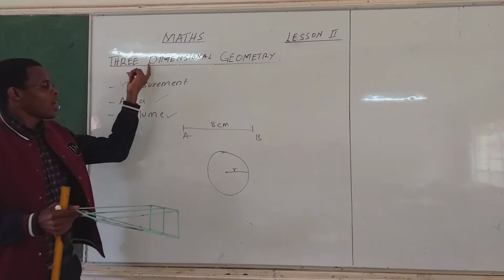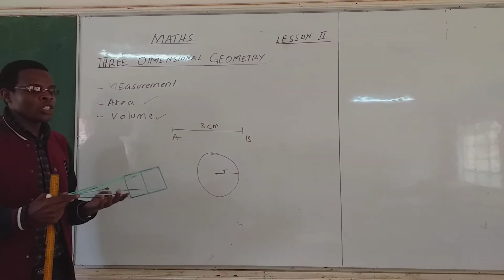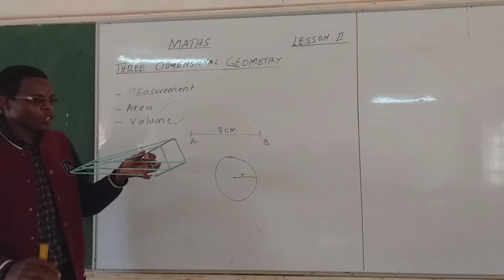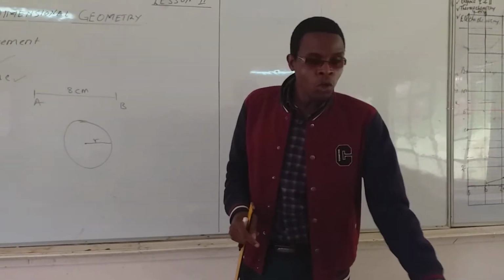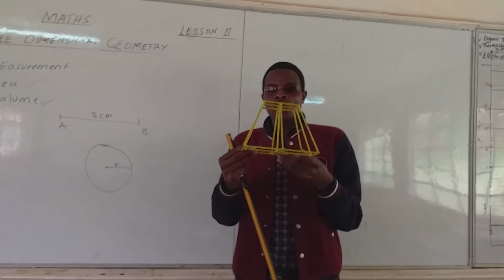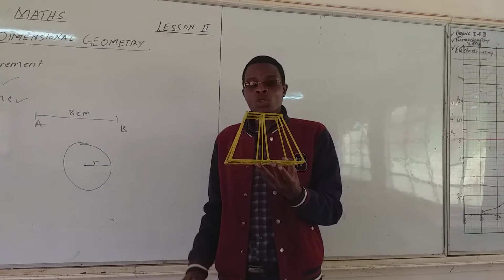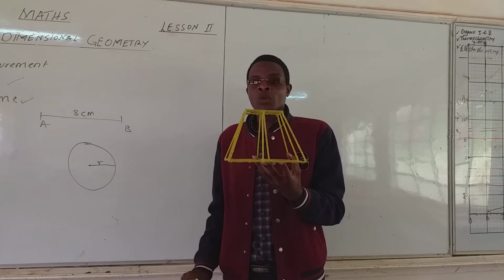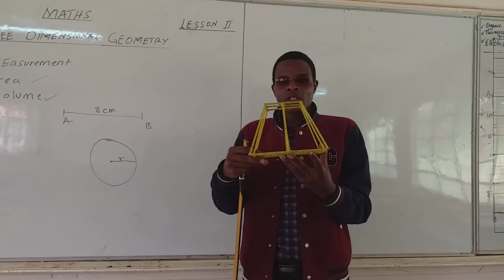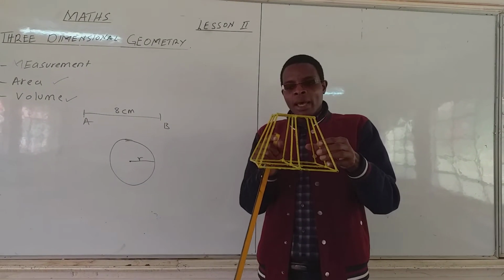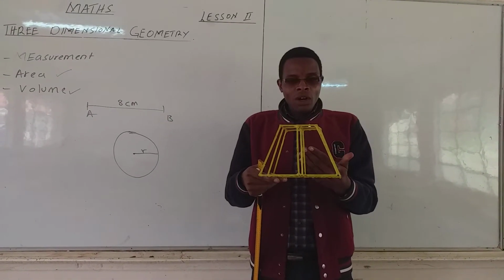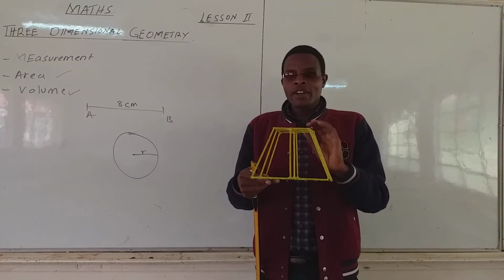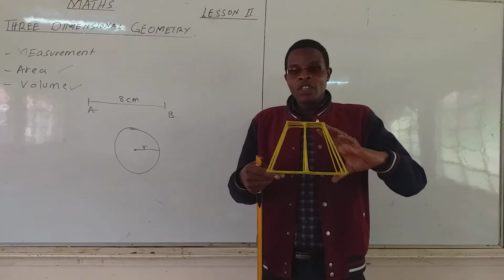That is the reason we have to call it three-dimensional geometry. So these are the examples of three-dimensional geometry. We have this figure, which is a prism. Also, we have this figure, which we call a frustum. This is a frustum, and we can find the measurement of this frustum. We can find the area of this frustum, and also we can find the volume of this frustum.